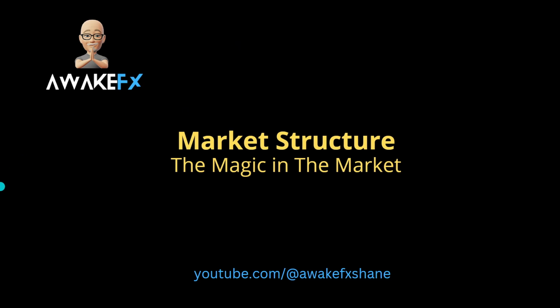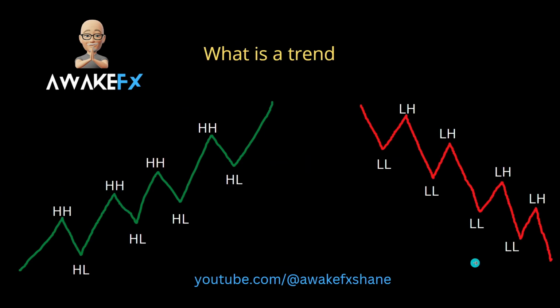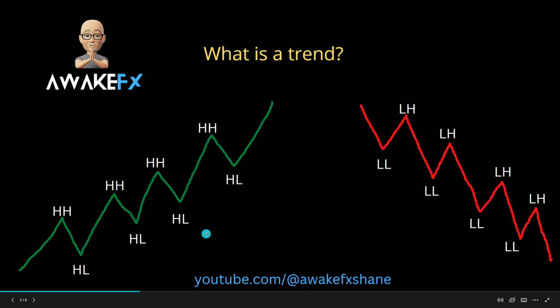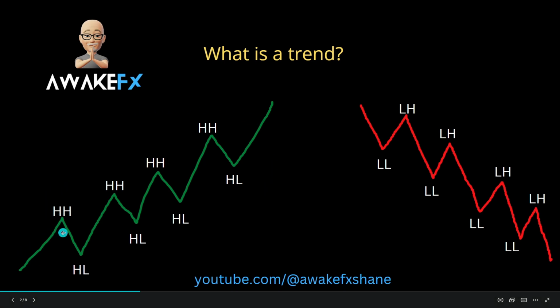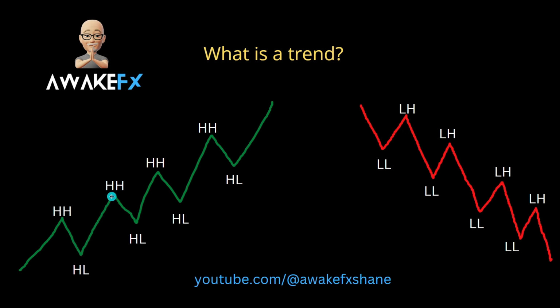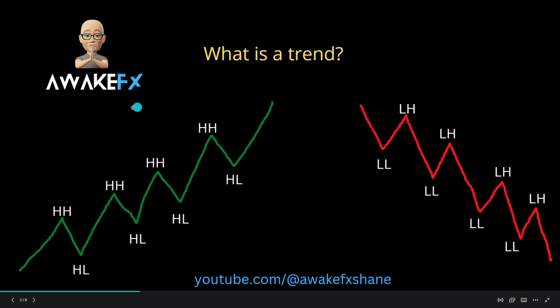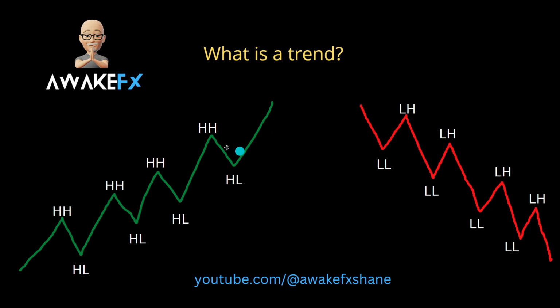Firstly, we're going to look at what is a trend. We need to understand when the market is trending. On the left-hand side here, you can see in green the market moving to a high, a low, a higher low, and so on. So this is an uptrend. The HH and the HLs represent a higher high and a higher low. This high is higher than the previous high. Then we have a higher low, which is higher than the previous low. And then it makes a higher high, higher low, higher high, higher low, and so on. This is the nuts and bolts of exactly what an uptrend is.